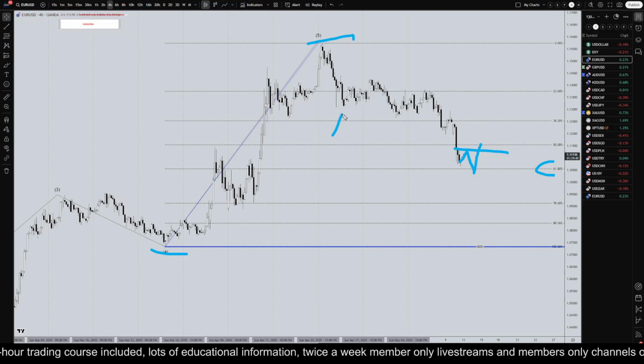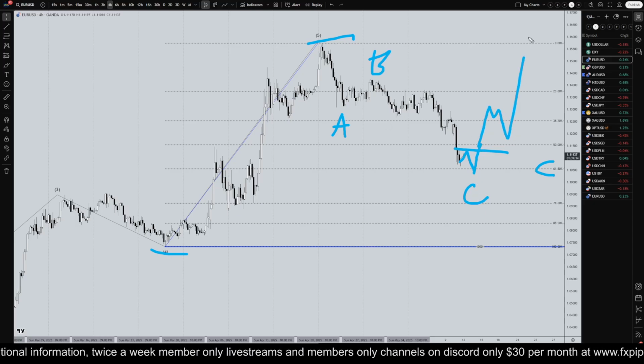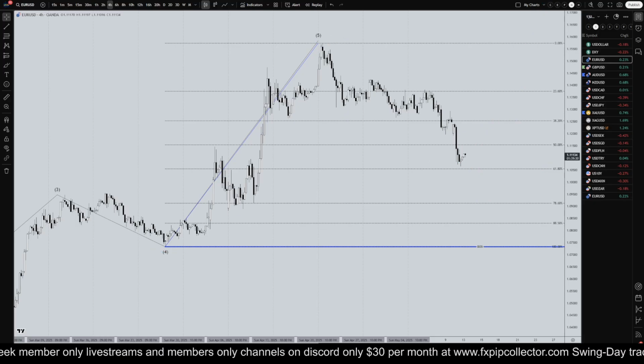If we see that picture right there, then that is exactly what I would for sure be looking for to help me identify the end of an ABC correction and probably the continuation of the uptrend. If it doesn't make that picture right there, then it may not actually continue up.